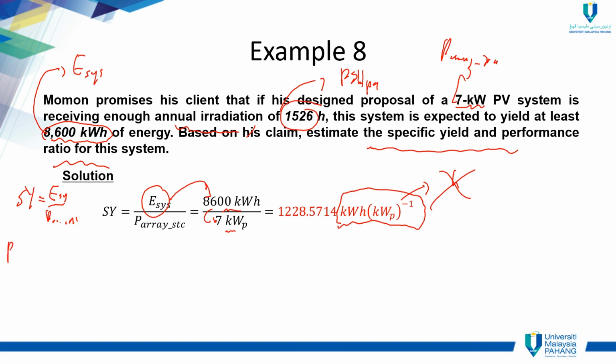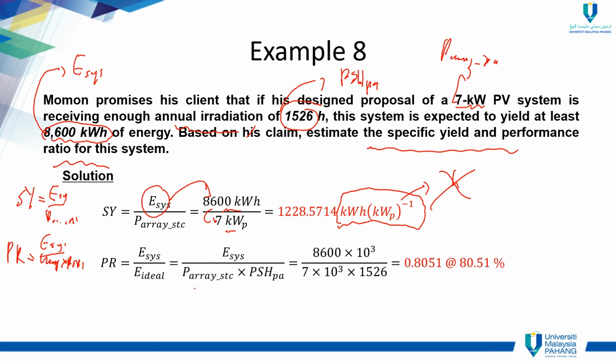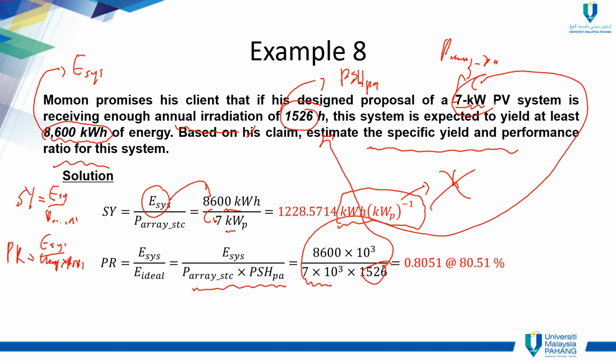And then the performance ratio, PR, not performance resident, is performance ratio. It is E system over P array STC multiplied with PSHPA, so we get 1526 here, and this is 7 kilowatt peak, and this is the 8,600 kilowatt hour, which is here. Finally, we get 0.8051 or 80.51%. So this is an example of the calculation for the specific yield and also the performance ratio.